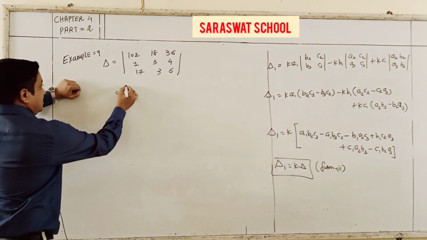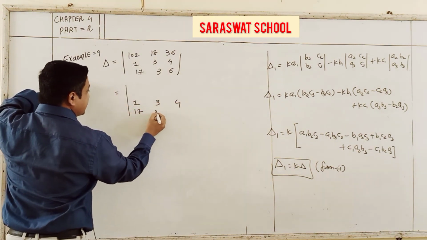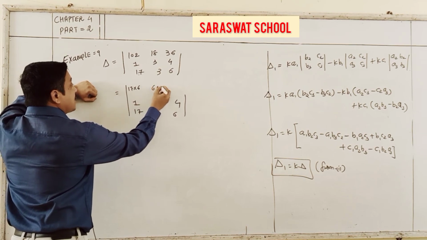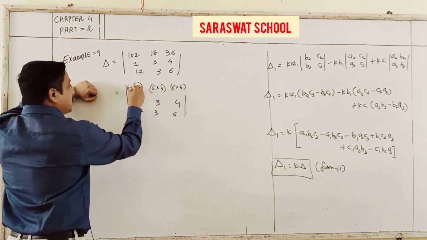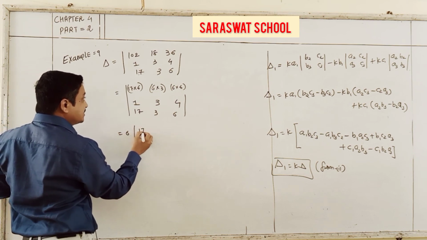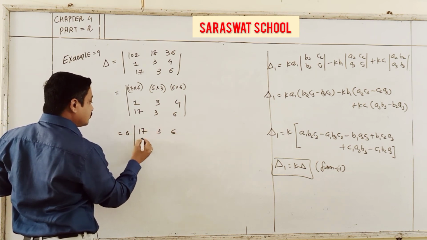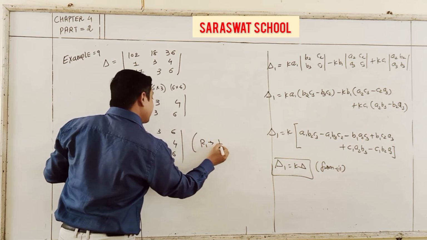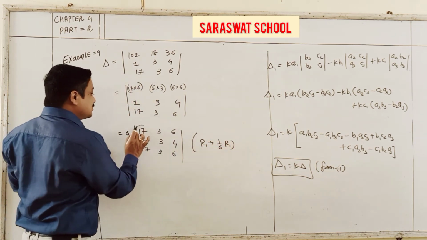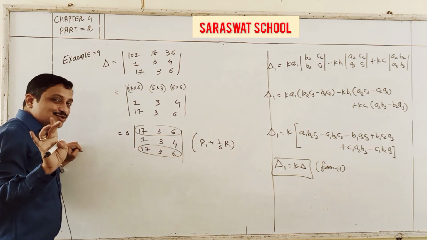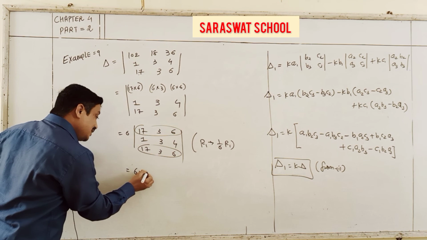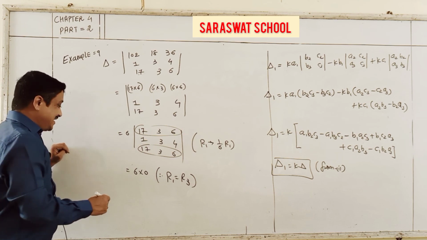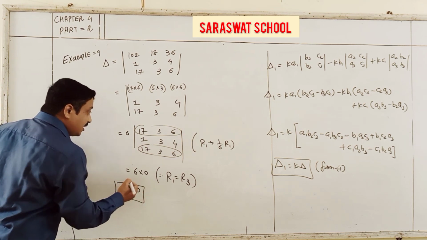Very easy, no doubt, students. The second row is 1 3 4, and the first row 102 18 36 is a multiple of 17 3 6: it is 6 times 17, 6 times 3, and 6 times 6. You take 6 common outside from the first row, so we write 1 by 6 of R1, and now two rows are the same. It is 0 because row 1 equals row 3, by property number 4. So your delta value is definitely 0.